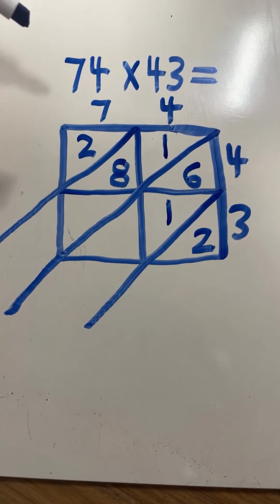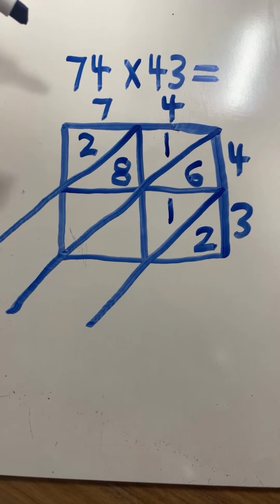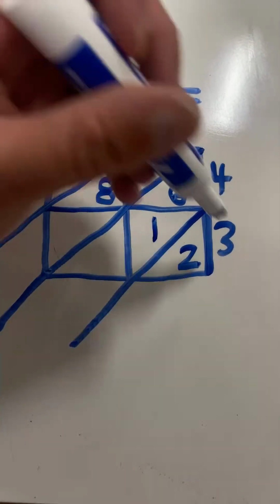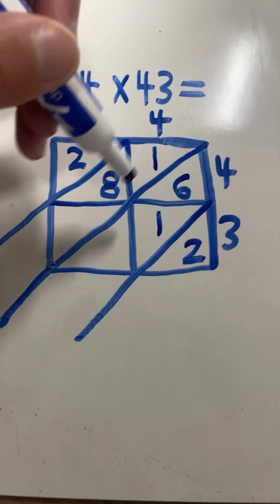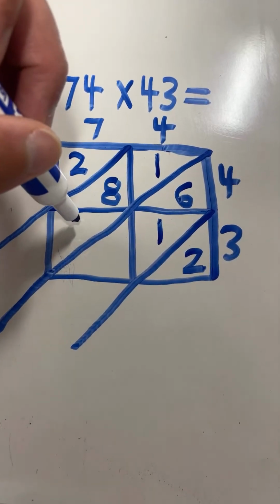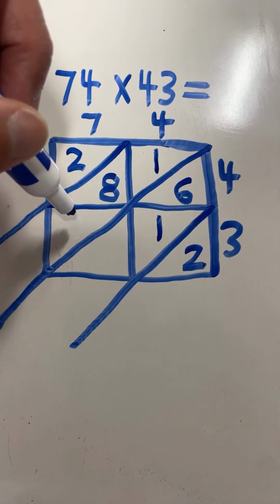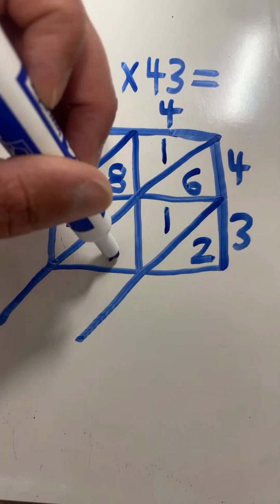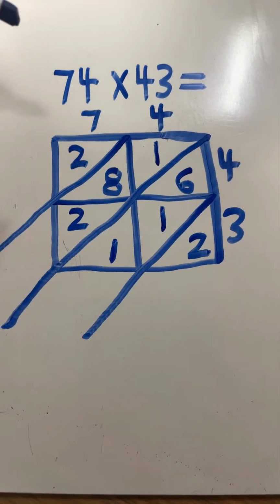Next, we're going to multiply 7 times 3. 7 times 3 equals 21. That answer is going to go in the last square left. Each digit within our answer goes in a separate triangle. So 2 in the top triangle, 1 in the bottom triangle for the number 21.